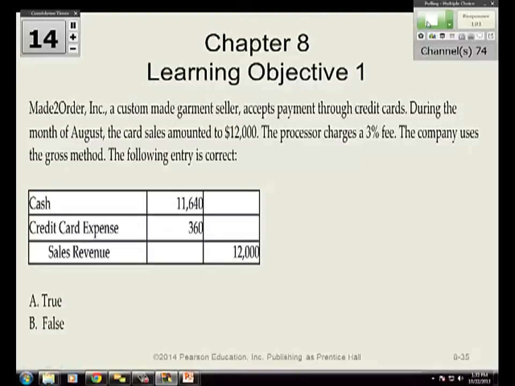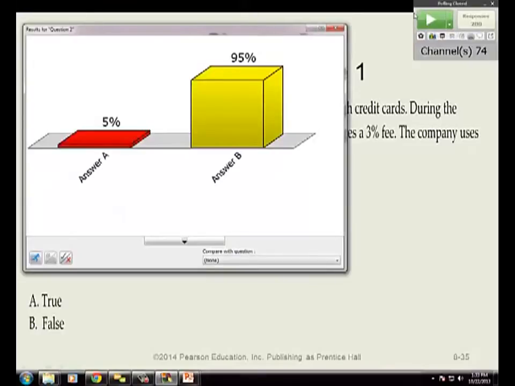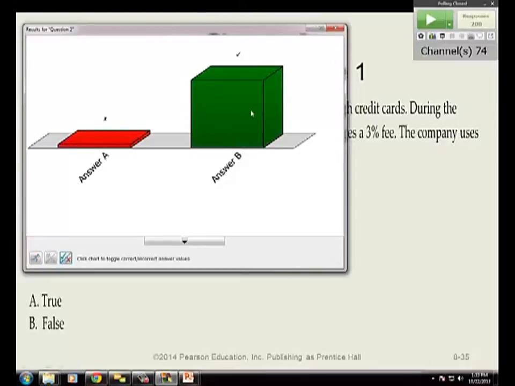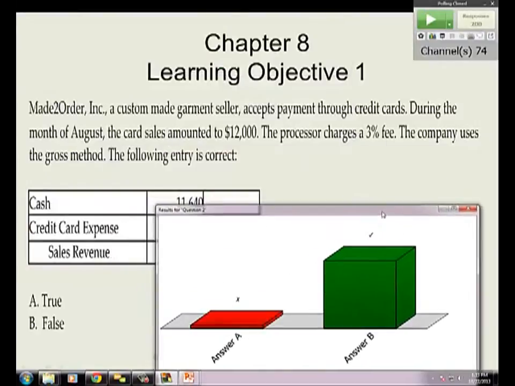Okay. All right, everyone is good on this one? All right, so that is the net method. What would it be under the gross method? So the answer is false. This is the net method, not the gross method.